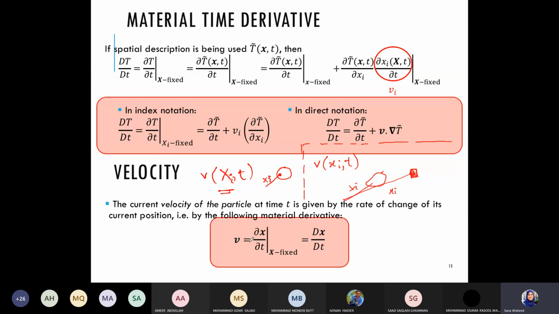When we are trying to find it, it has to be the derivative of the small x with respect to time, keeping the capital X fixed.